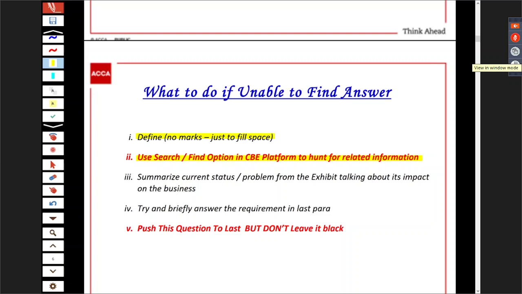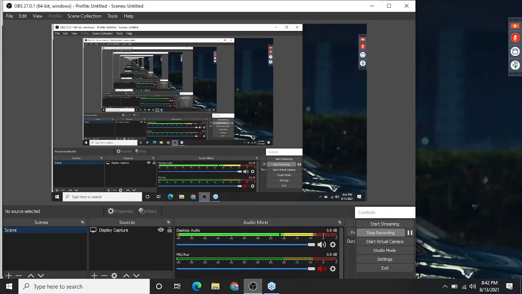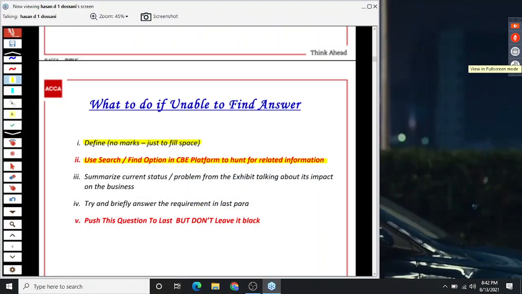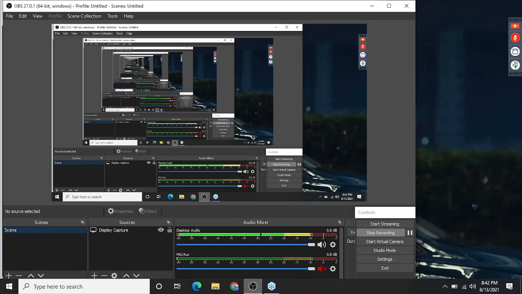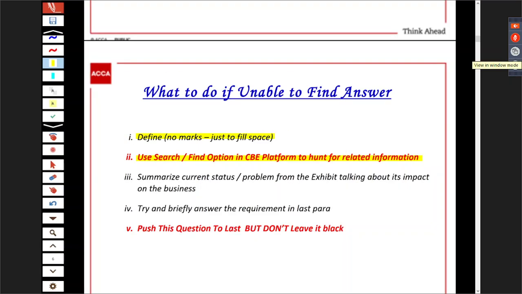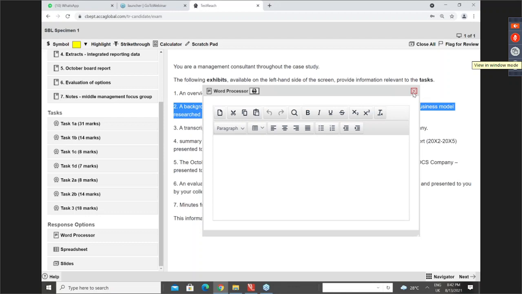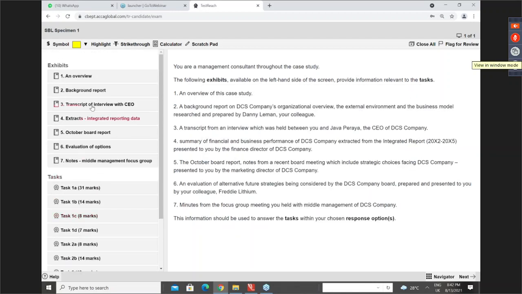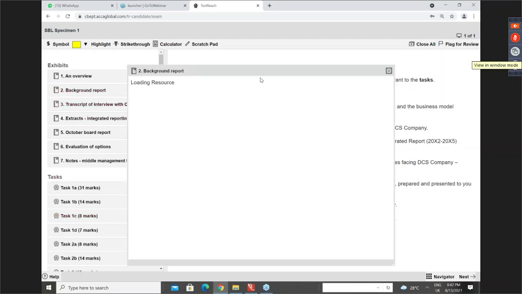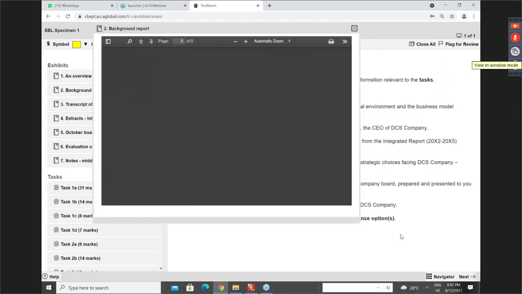You guys know that in your CBE platform, each and every exhibit has a search option. And if you are not able to recall where you read something or you are not able to find the answer, I would suggest that you open up an exhibit. Let's say I opened up this background report. It's one exhibit, just a random paper.